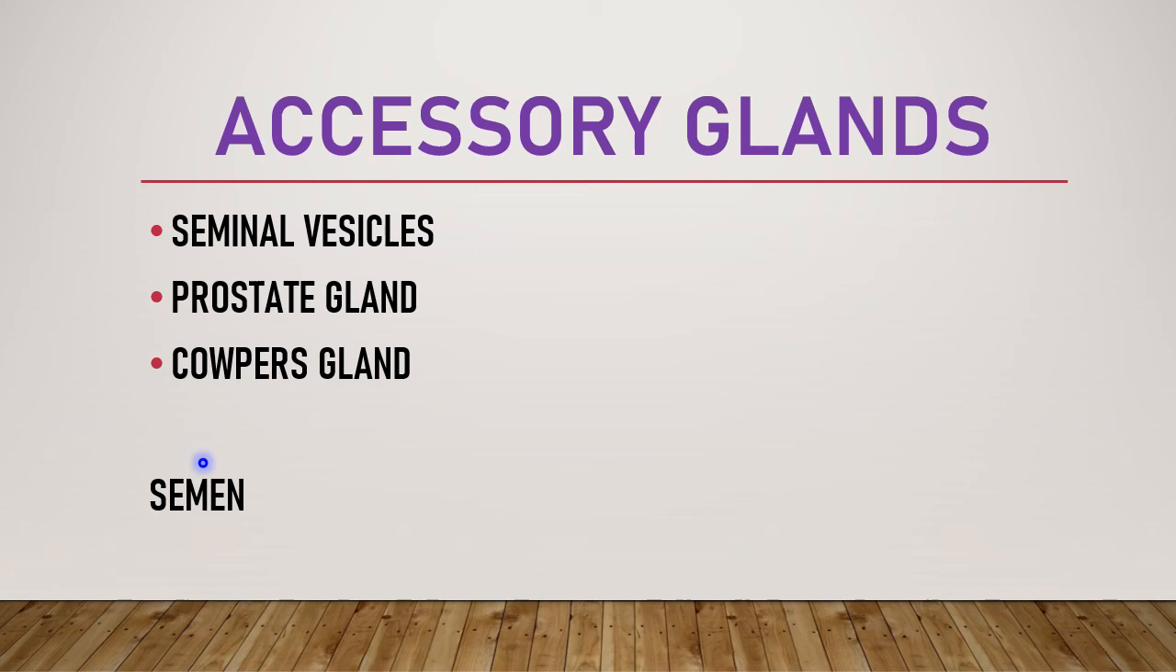A single ejaculation releases about 3 to 4 ml of semen, and this contains 300 million sperms. But 300 million sperms are not required for fertilization. Only one sperm fertilizes the ovum. The release of a large number of sperm ensures the process of fertilization.